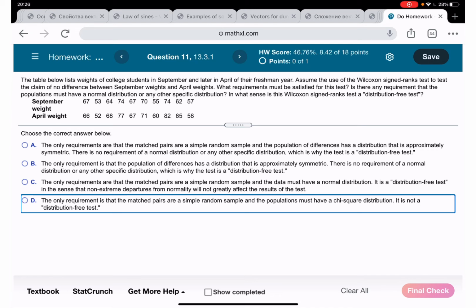Okay, in the case of the Wilcoxon rank test, the only requirement is that, first of all, they are matched pairs, and they are a simple random sample, and the population of differences has to have a distribution that is approximately symmetric. And there is no requirement for the normal distribution. And this is why we call it a distribution-free test. So let's see, of everything I mentioned, which one is going to satisfy this?